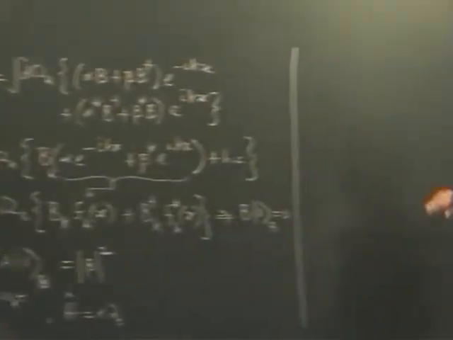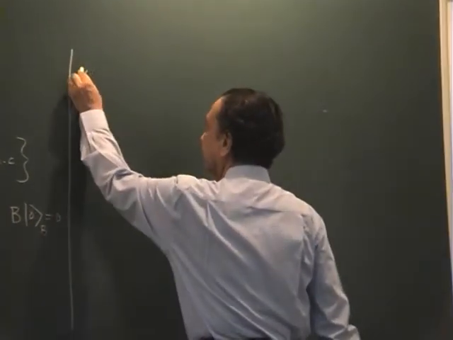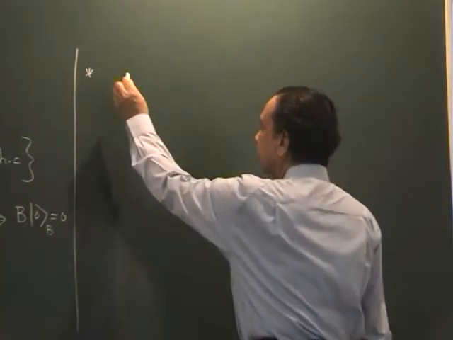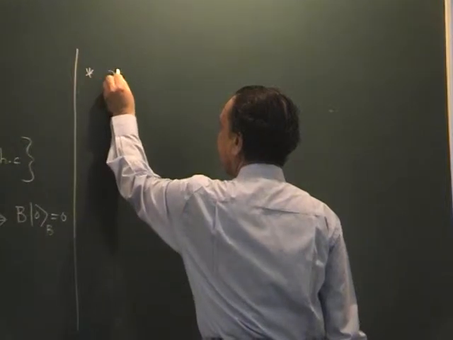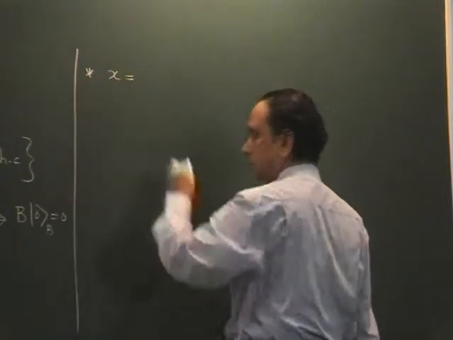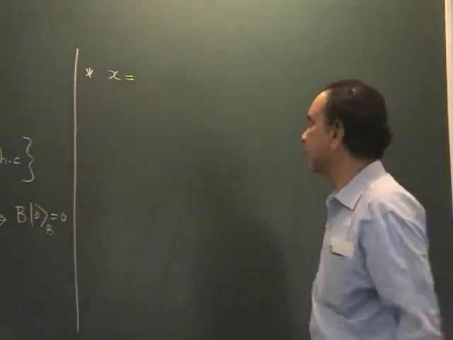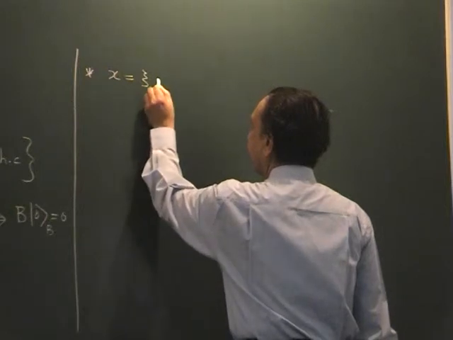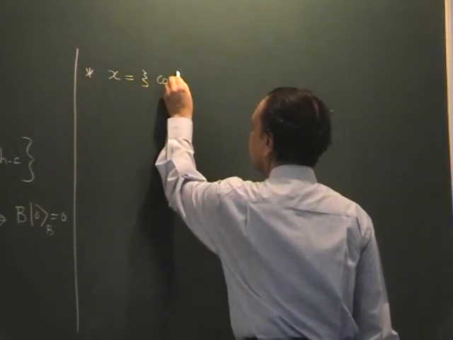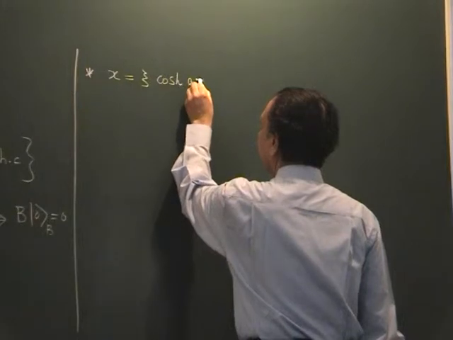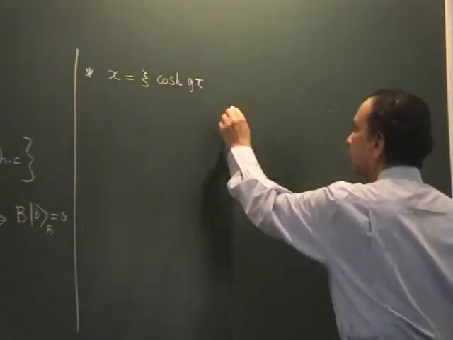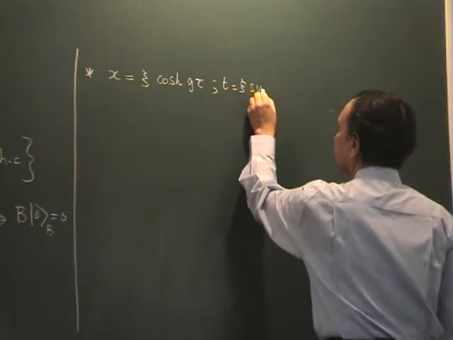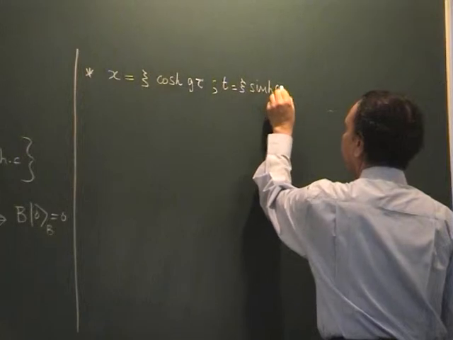So in order to do that, I want to start from the flat space time and introduce a new set of coordinates. Okay. So let us start with x, which is our standard flat space time coordinate, and let me write it as psi cosh g tau, and t as psi sinh g tau.